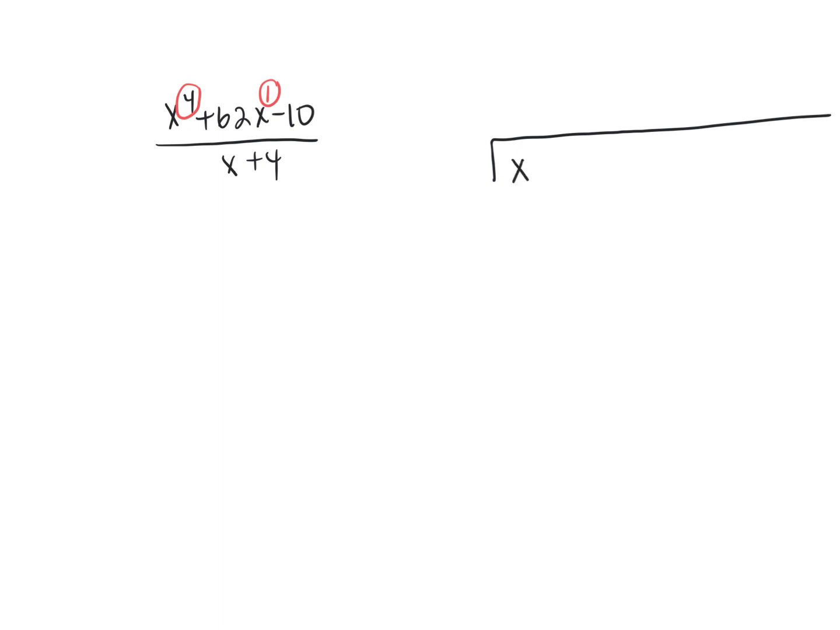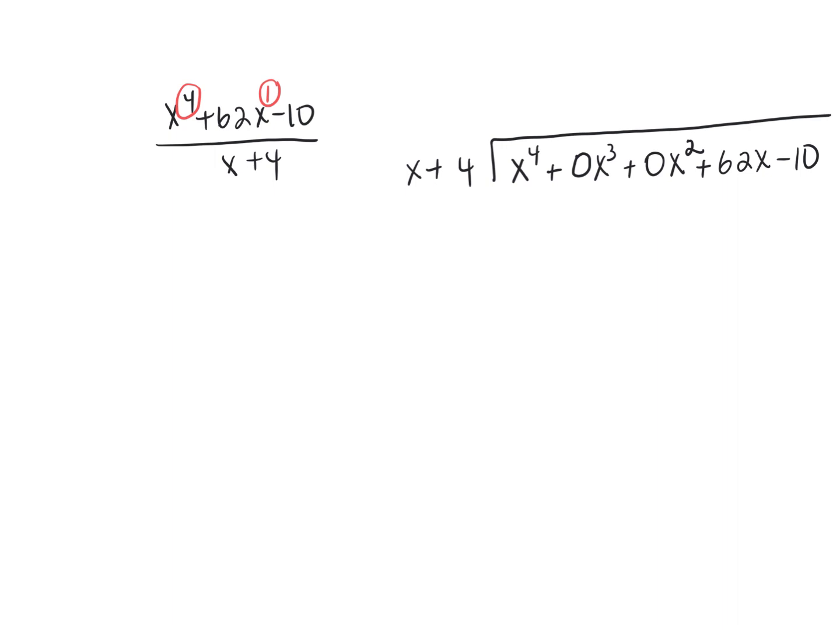So we start with x to the power of 4, and then we expect to see x to the power of 3, but our problem is missing it. So we're going to have a placeholder of 0x to the power of 3. And then x to the power of 2 is also missing, so now we have 0x to the power of 2. The next exponent, x to the power of 1, is present, so we just bring that down, 62x to the power of 1 and minus 10. So this is our dividend. It goes inside the box, whatever is on top of the fraction, and whatever is in the denominator goes outside the box.